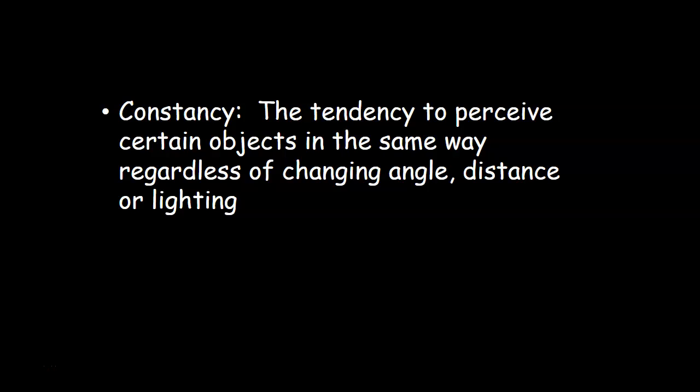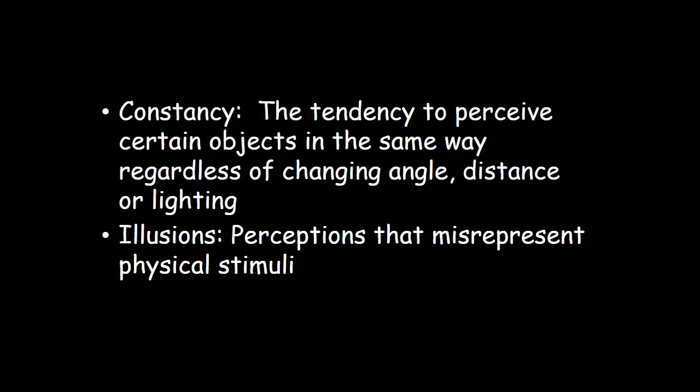Hi friends, last thing we need to take a look at here today are illusions and subliminal messages, which are always fun. So the first thing you have to realize when we're perceiving things is that usually we abide by the principle of constancy, which is the tendency to perceive certain objects the same way regardless of the changing angle, distance, or lighting. For example, you still see your door the same whether it's closed, partially open, or entirely open. However, there are times whenever our brain can be tricked, and that's whenever we experience illusions.